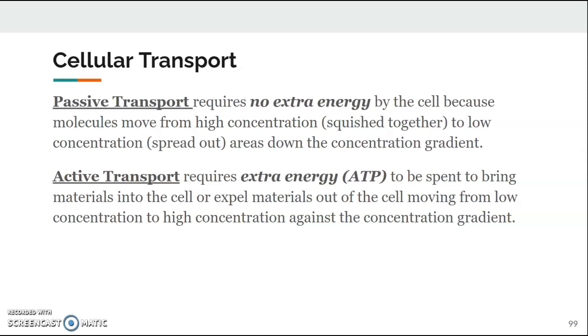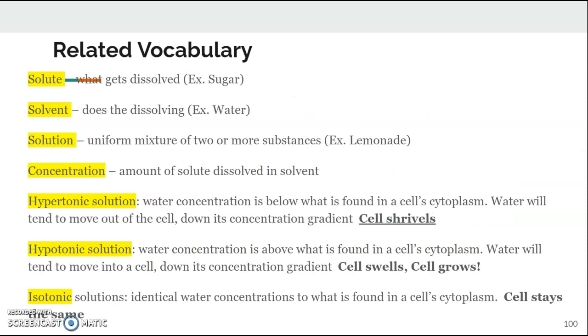Active transport does require extra energy in the form of ATP to be spent to bring materials into the cell or to get them out. Active transport usually moves material from low concentration to high concentration. So it usually moves material against their concentration gradient.